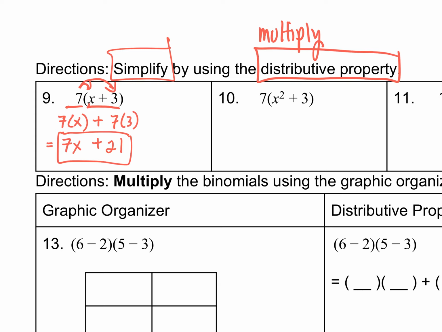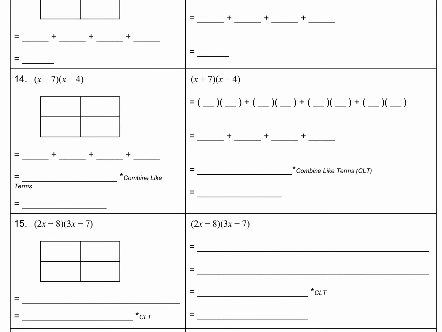So that is simplifying by distributive property. So we've seen adding, we've seen subtracting, we've seen multiplying when it's something simpler like this. Now let's look at one last one, number 14. I have x plus 7 times x minus 4. So this is multiplication. When I am doing this, I'm going to put one of these in parentheses on one side, so x plus 7, and the other one on the other side, x minus 4.